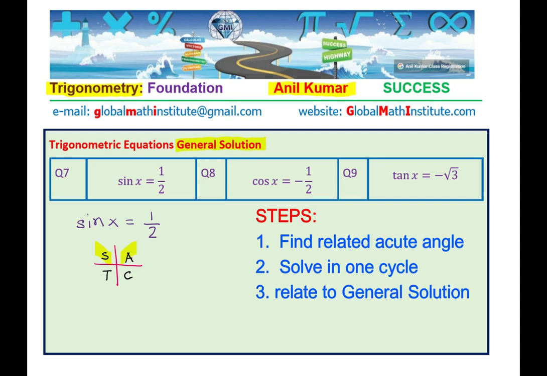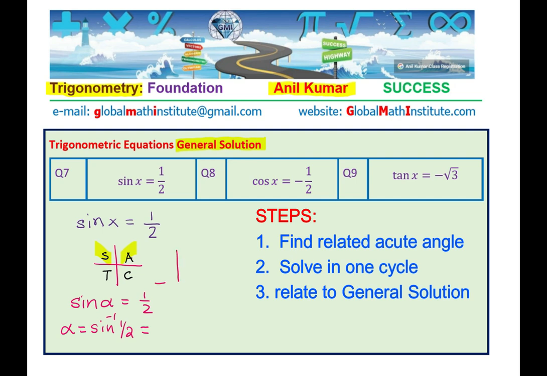So always first step is to find related acute angle. So we'll write down here sine alpha equals to the positive value, which is half. And we know alpha is sine inverse of half. And to find sine inverse of half, you can always use a special triangle. Calculator is not really required. And that gives you the value.